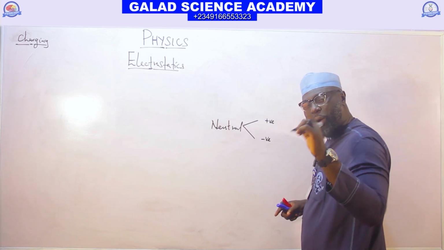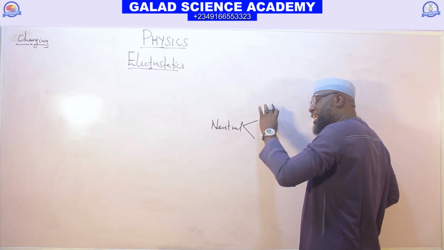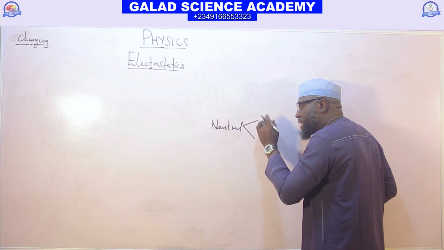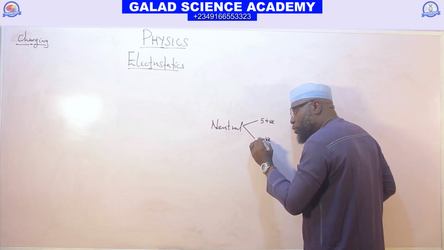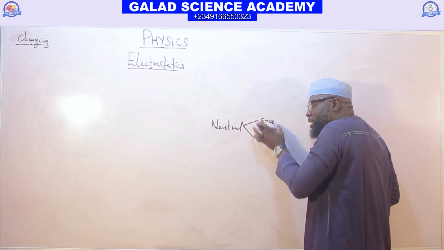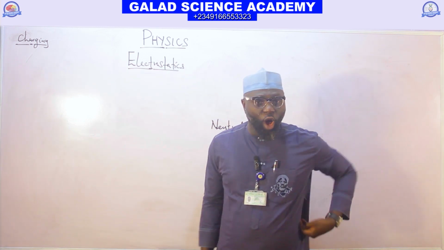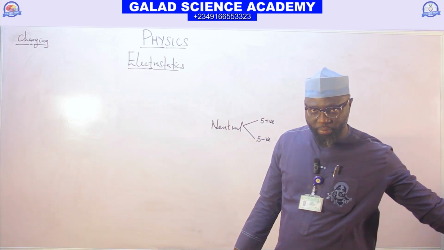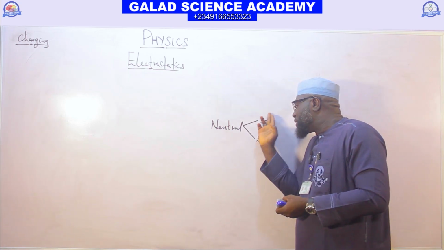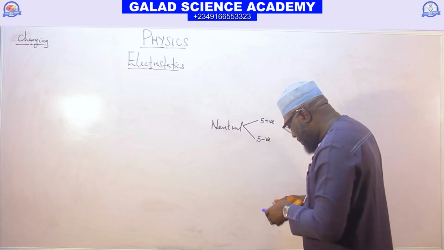But what makes a neutral body neutral? The magnitude of positive charge is the same as the magnitude of negative charge. If this neutral body has 5 positive charges, we also have 5 negative charges. So at the end of the day, this body will behave neutral. If you still remember the law of electrostatics, we state that unlike charges attract. So the 5 positive charges here will attract the 5 negative charges.